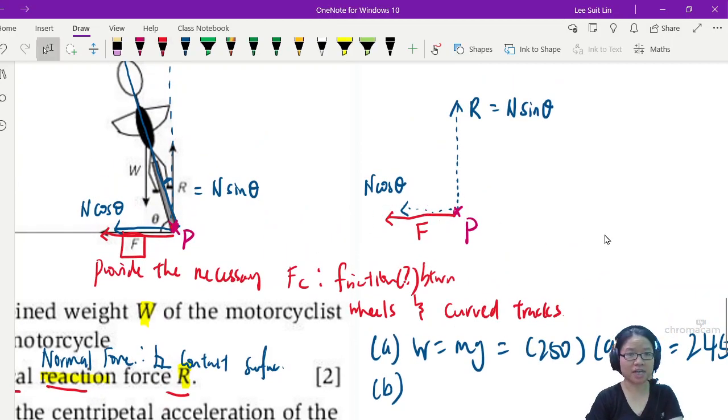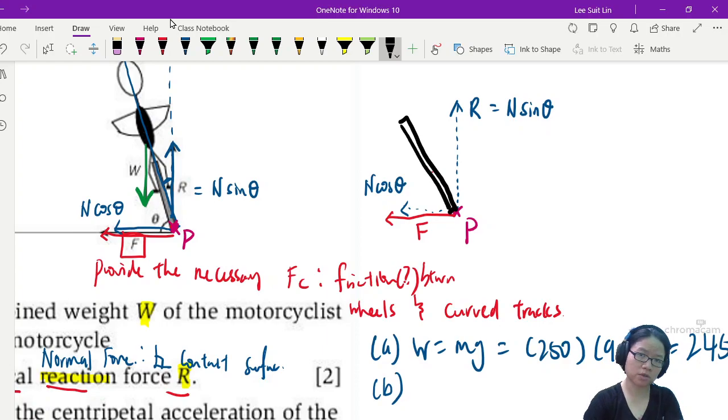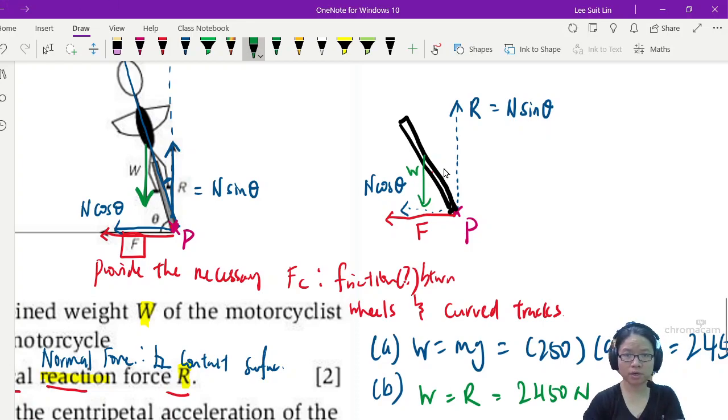So what are the other forces acting on the system? You have W, because it's pulling downwards. This is the weight W. So this downward W and this upward R have to balance or cancel off. If not, then the motorcycle will accelerate upwards, which is just weird. I'll draw the W here for you. So W is equal to R, which is equal to 2450 Newton. Upward force must be equal to downward force.